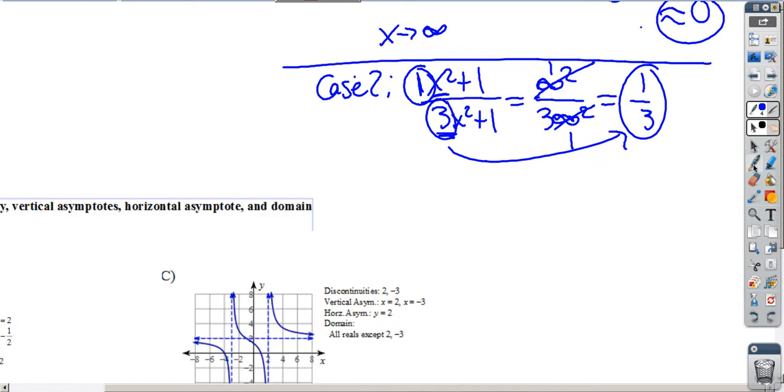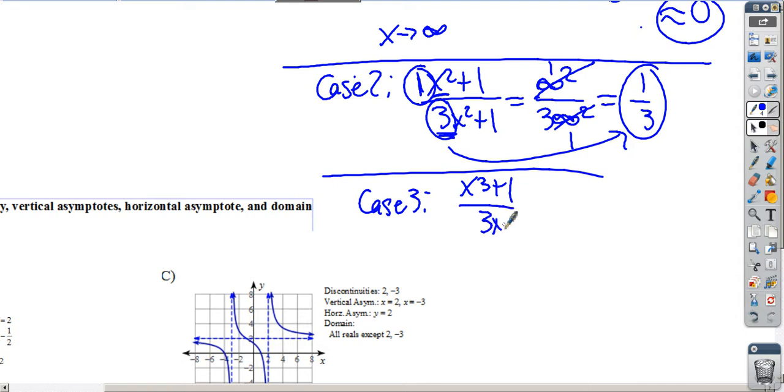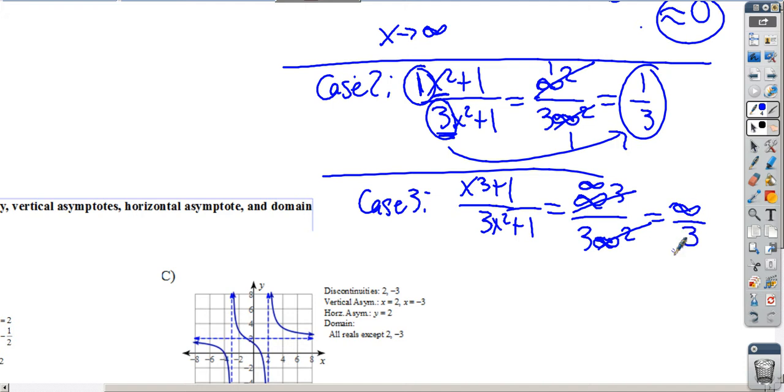Case 3 would be something like x cubed plus 1 over 3x squared. This is not going to have a horizontal asymptote because it would turn out to be like this. 3 infinity squared. Infinity squared goes into that infinity times, so it's an infinitely large number over 3. That's not a horizontal asymptote.